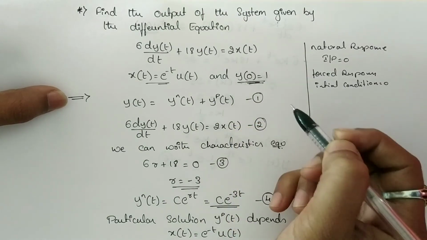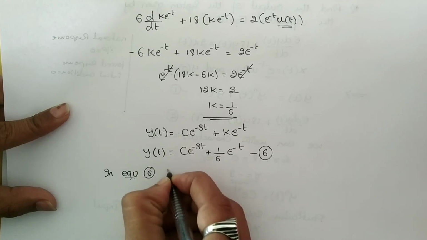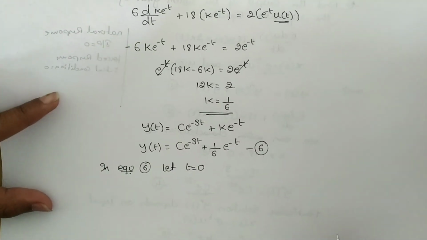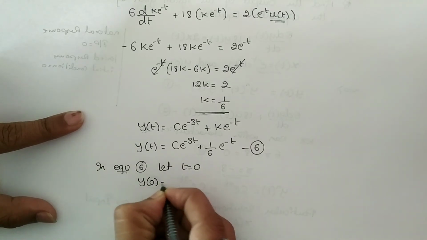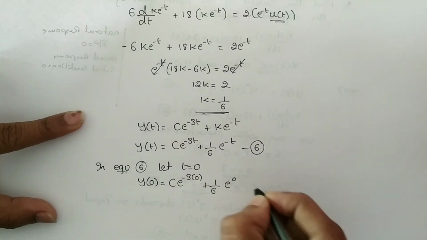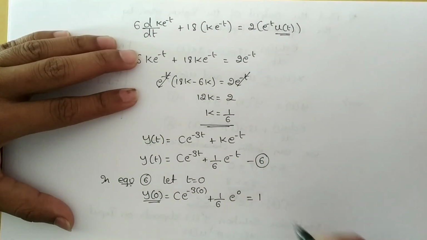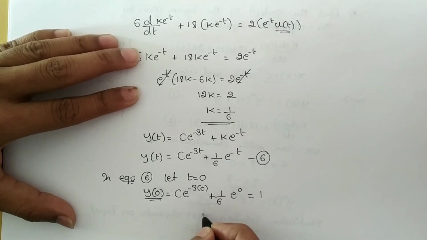Now, from the initial conditions, y of 0 is equal to 1, therefore we will be substituting t is equal to 0 in the equation number 6. In equation 6, let t is equal to 0. We will be getting y of 0 is equal to c times e power minus 3 times 0 plus 1 by 6 into e power 0, which is equal to the value of y of 0, which is 1. Substituting the value of y of 0 as 1, and now e power 0 is 1, we will be left with c plus 1 by 6, e power 0 is 1, which is equal to 1.